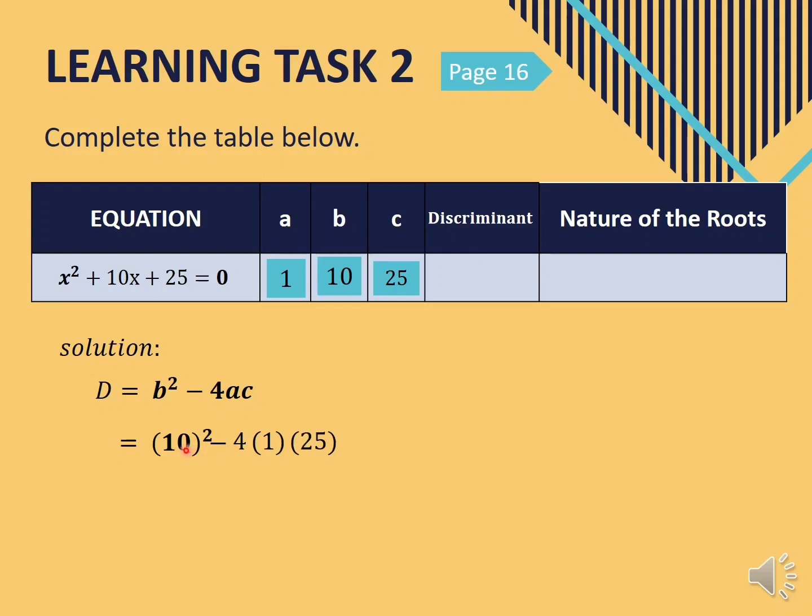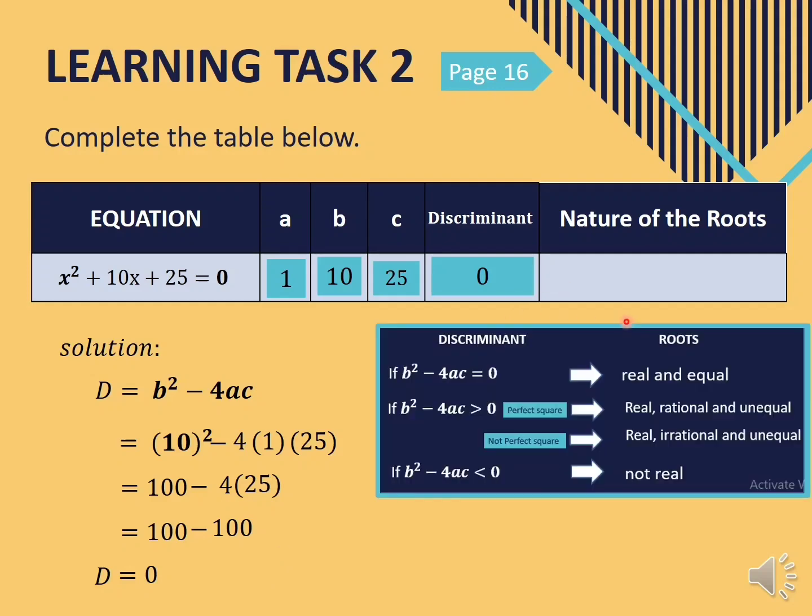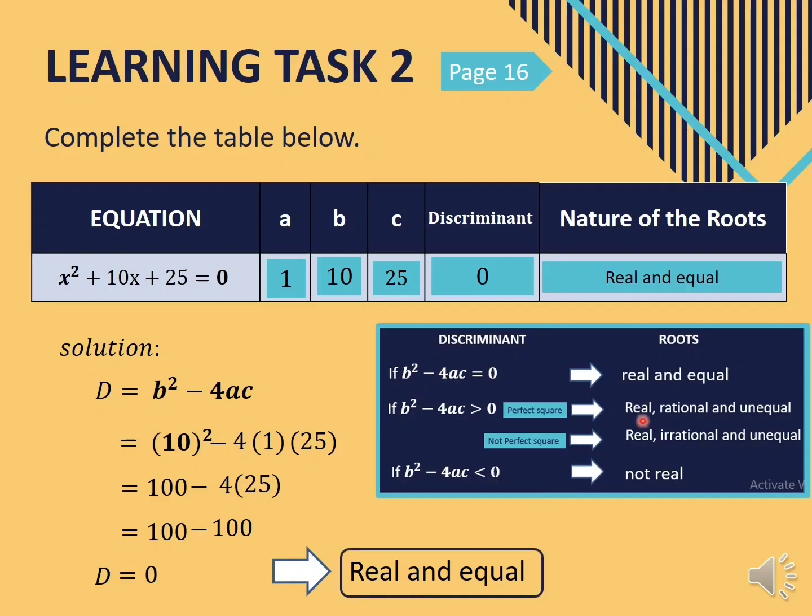Performing the operation, 10 squared means 10 times 10. So, that is 100 minus 4 times 25. What is 4 times 25? Very good. So, that is 100. So, 100 minus 100, that is 0. If the discriminant is 0, therefore, the nature of the roots are, very good. Ayan o, nakalagay. If b squared minus 4ac is equal to 0, therefore, the roots are real and equal. So, that is the nature of the roots.